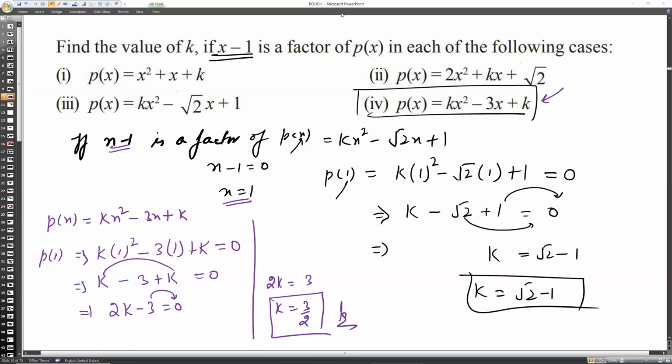Understood, RS? You got this one? Yes, sir. Please note it down fast. Done? Noted? Yes, sir. Let's move to the next question.